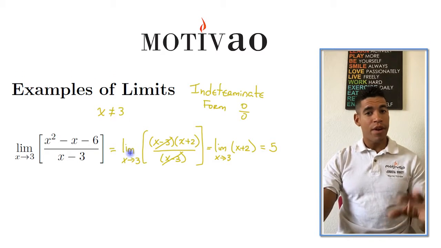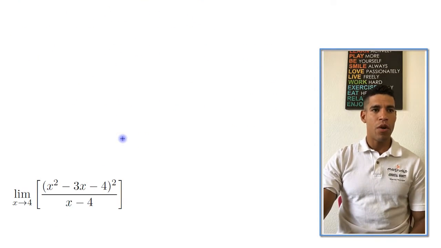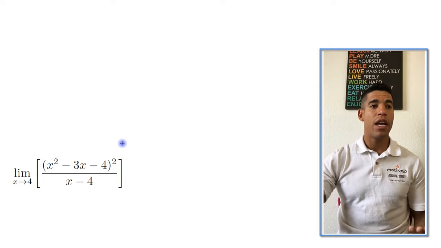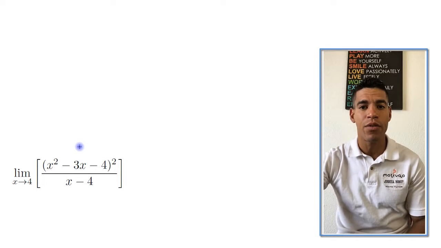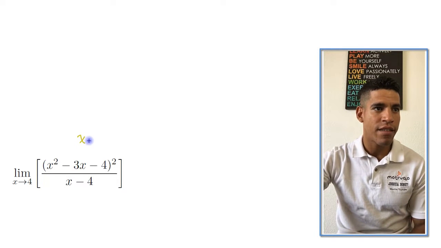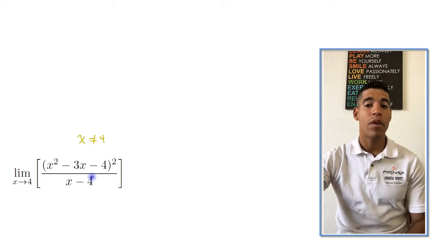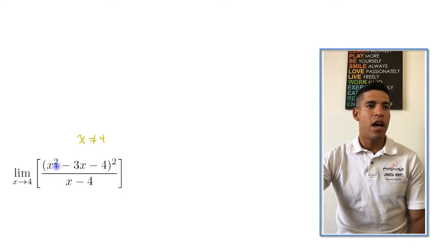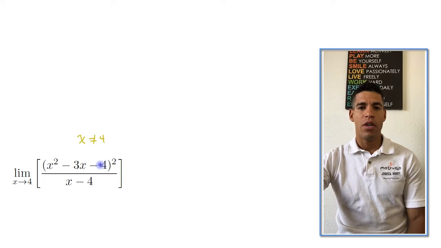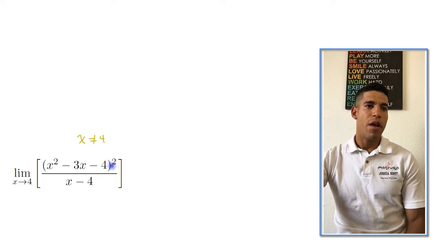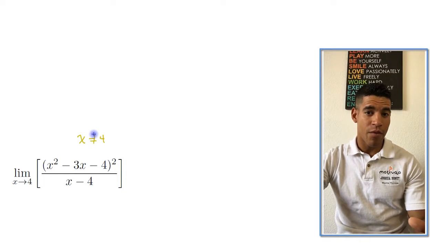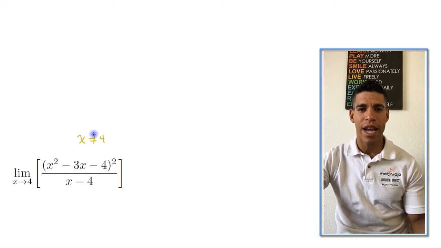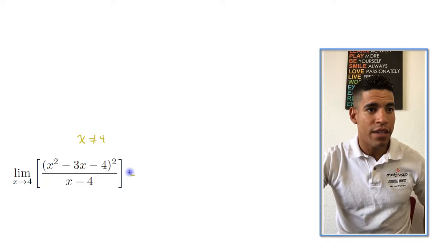Now the next problem is very similar to this one. So hopefully you already know what I'm going to do. If I plug in 4, first of all, x cannot be equal to 4 in the domain. So x is not equal to 4 in the domain. Now if I plug in 4, I'm going to get 0 over 0, right? 16 minus 12 minus 4 is 0. Now the only difference between the first problem and the second problem is that this one has a square, but it's basically the same thing, okay? So again, we factorize. So this is the limit.